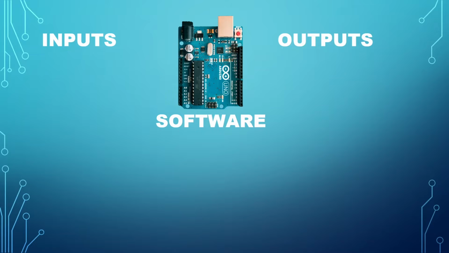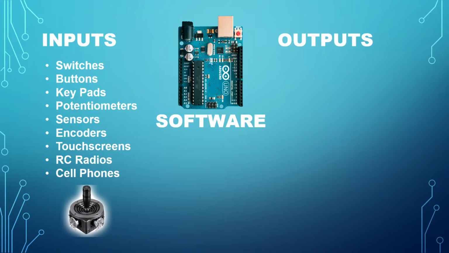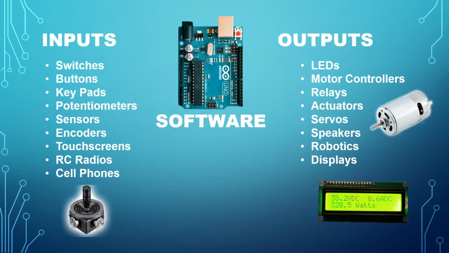Software is uploaded to Arduino boards to read inputs and control outputs. Inputs can include buttons, sensors, radios, or even your cell phone. Outputs can control things like lights, motors, speakers, and displays. If you can think of something electronic, there is a good chance you can control it in some way with an Arduino.